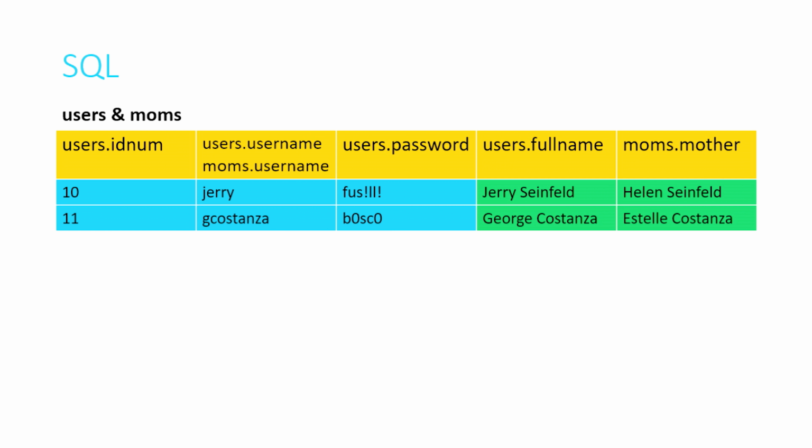But remember that for this query, we didn't want everything. It wasn't select star from users join moms where users.username equals moms.username. We just want the full name and the mother's name. And so that's what we extract. And so that really long query just results in us getting this set of information, users.fullname and moms.mother, for every row in both tables where the username happens to be the same.